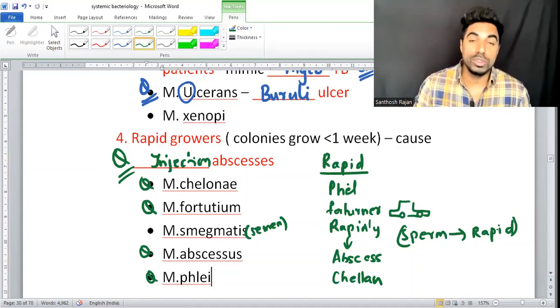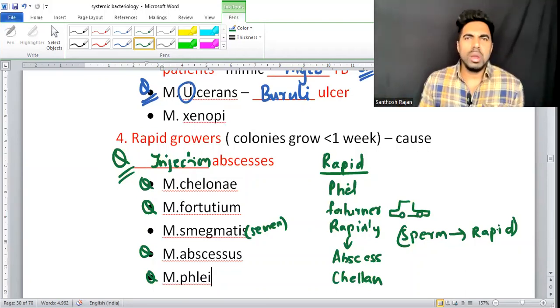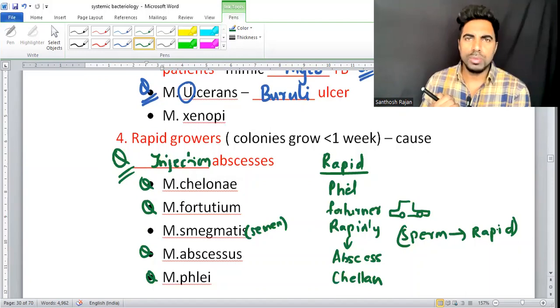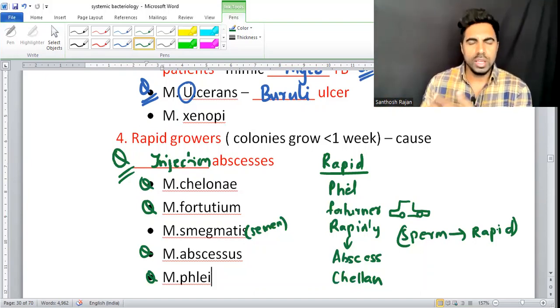These are some topics which are really confusing, इतने सारे पैचेस कैसे याद करोगे, तो I am saying ऐसे याद करो. Photochromogens के मतलब pigment beauties, pigment beauties में क्या क्या होता है, मतलब light beauties कौन कौन है: आसिया आ गया, सिमी आ गया, मेरी आ गया, और आपका कंसा आ गया, all pretty girls. फिर Scotochromogens का SSG, उसमें है scrofulaceum, szulgai और gordonae हो गया.